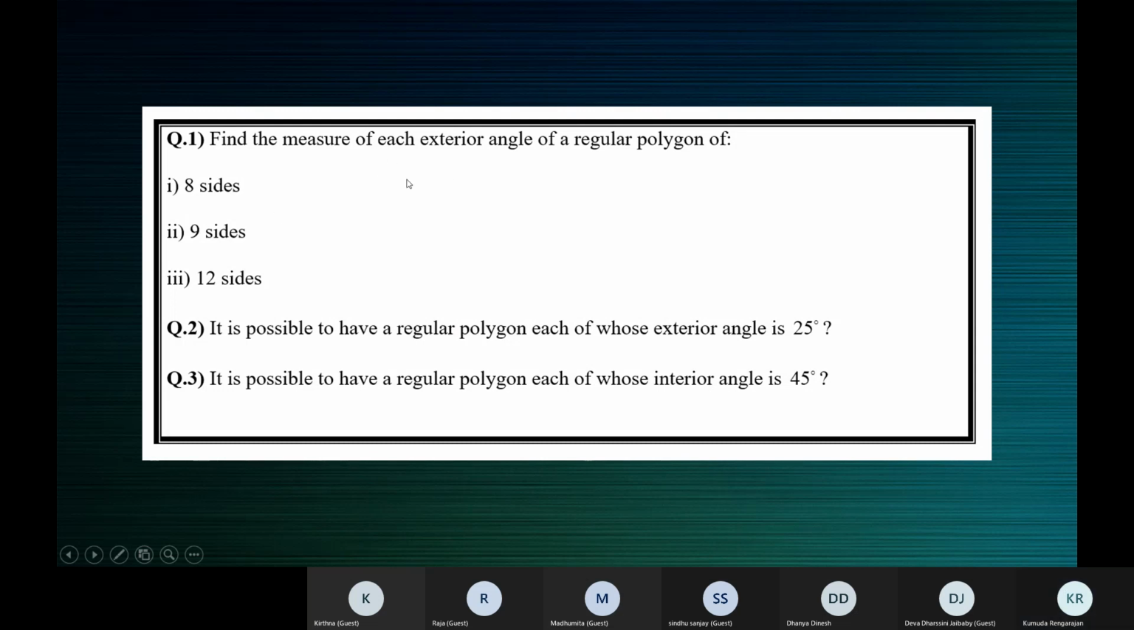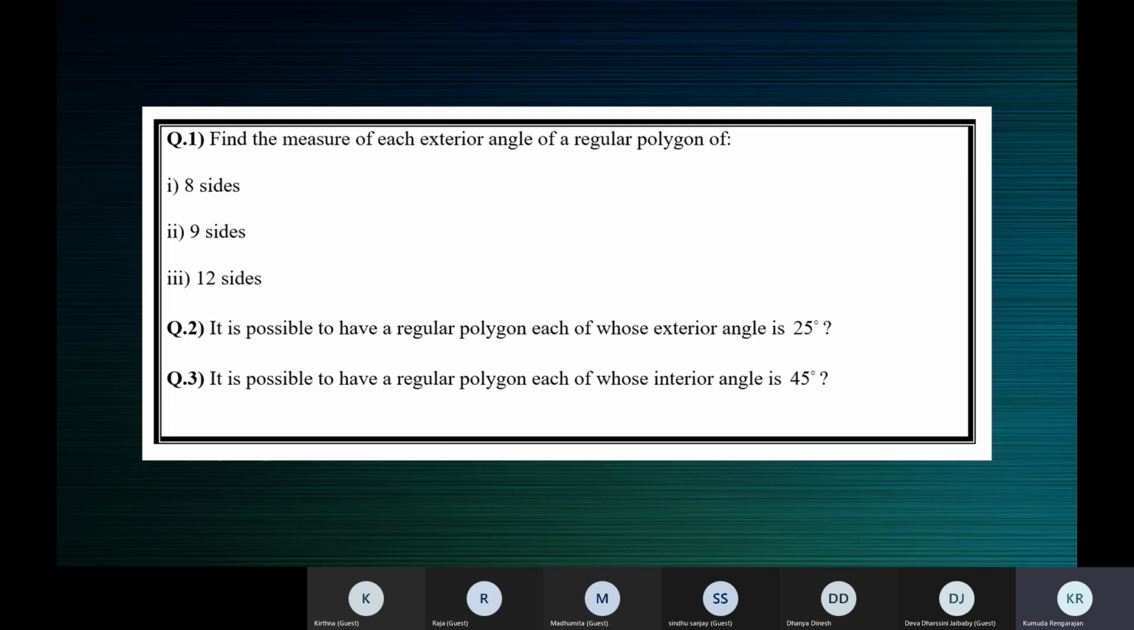So if each exterior angle is 30 degrees, then the interior angle will be, now tell me. Ma'am, 150 degrees. Yes, 150 degrees. Yes, Madhumita is right, 150 degrees.